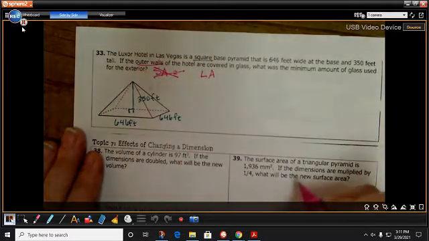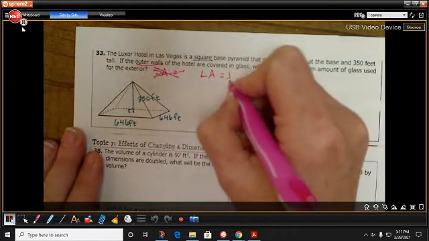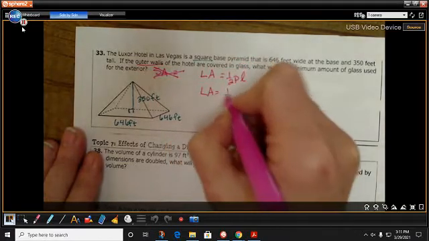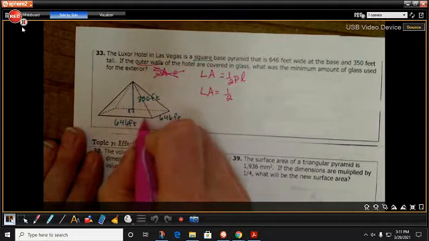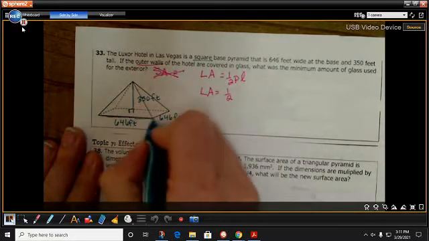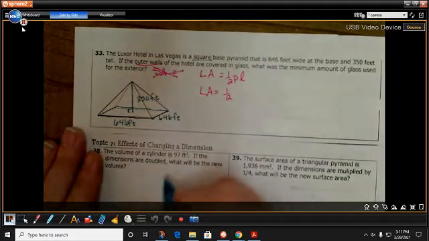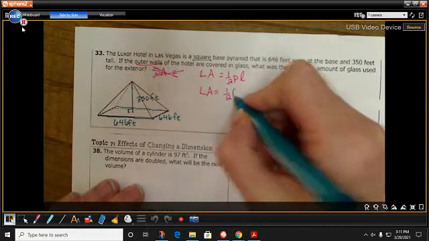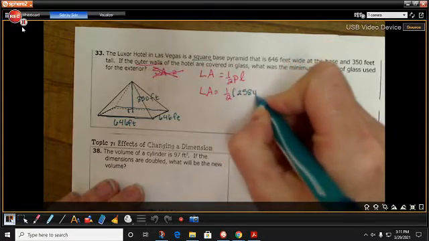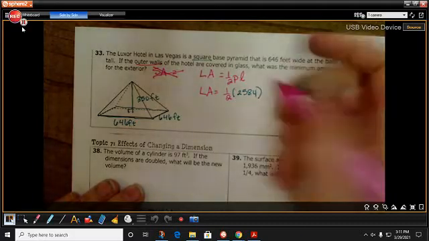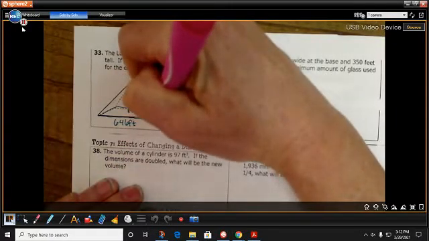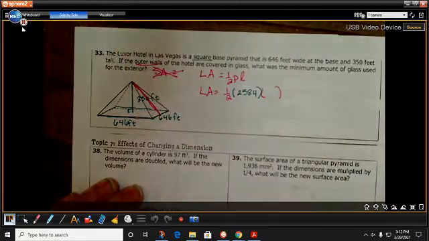So I'm going to be doing the lateral surface area of my pyramid, which will be 1/2 perimeter times slant height. And so I go, okay, I need 1/2. The perimeter of my base is going to be this 646 times 4 to get all the way around. And so 646 times 4 comes out to be 2584. And then I need my slant height. And I look, I don't have slant height. And so I'm going to have to calculate a slant height of this pyramid.